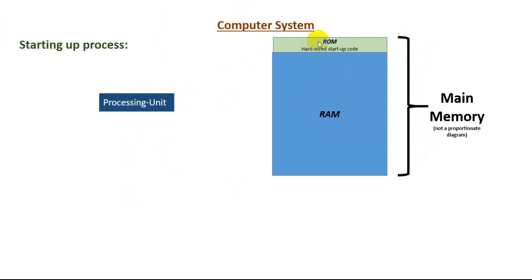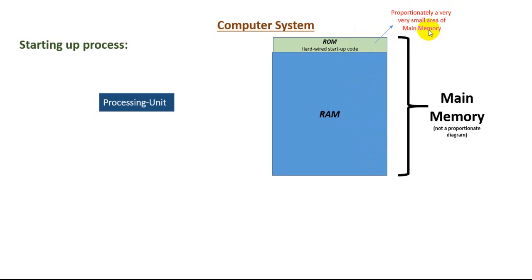Now, this is where the manufacturers have hardwired the startup code, how the computer starts up. A small portion of the instructions required to start up. Also, very important to remember: I have not drawn this proportionately. It's not a proportionate diagram, because proportionately this area looks a little big compared to this also. But in reality, ROM will be a very tiny area.